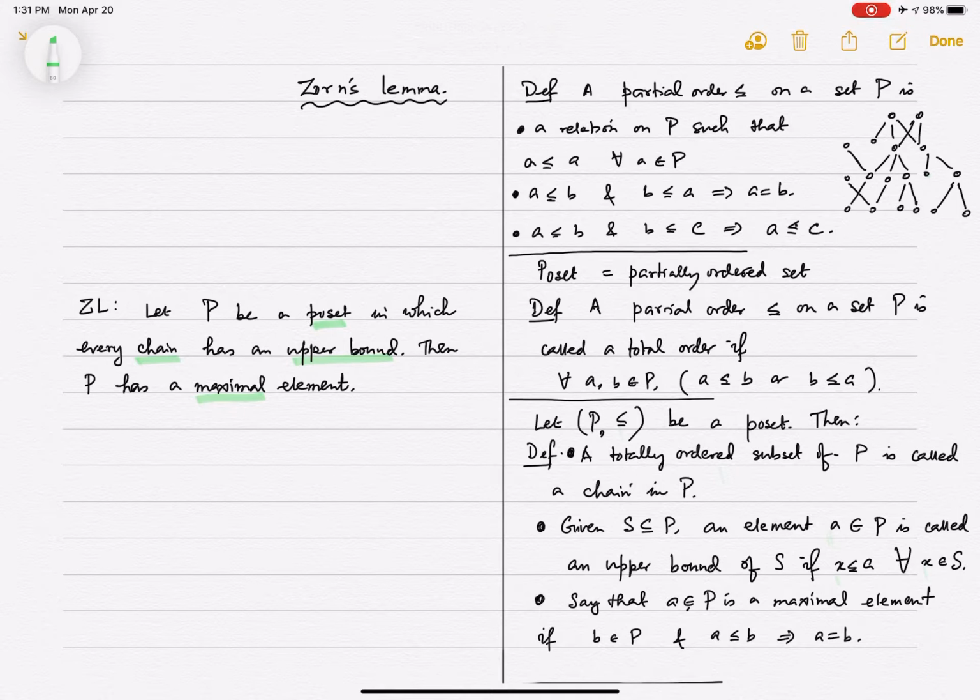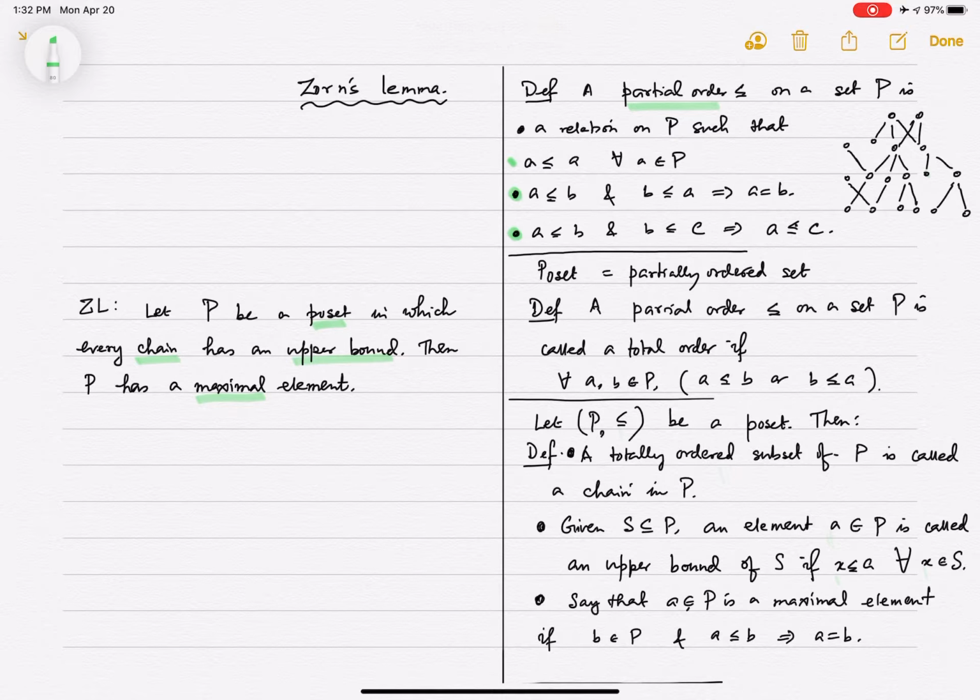So you have to talk about order relations. Let's take from the top on the right: a partial order, denoted by a less than or equal to sign, on a set P is a relation on P satisfying three properties called reflexivity, antisymmetry, and transitivity. The first one says A is less than or equal to A for every A in P. The second one says that if two things are less than or equal to each other, then they better be equal. And the third says that if A is less than or equal to B and B is less than or equal to C, then A is less than or equal to C.